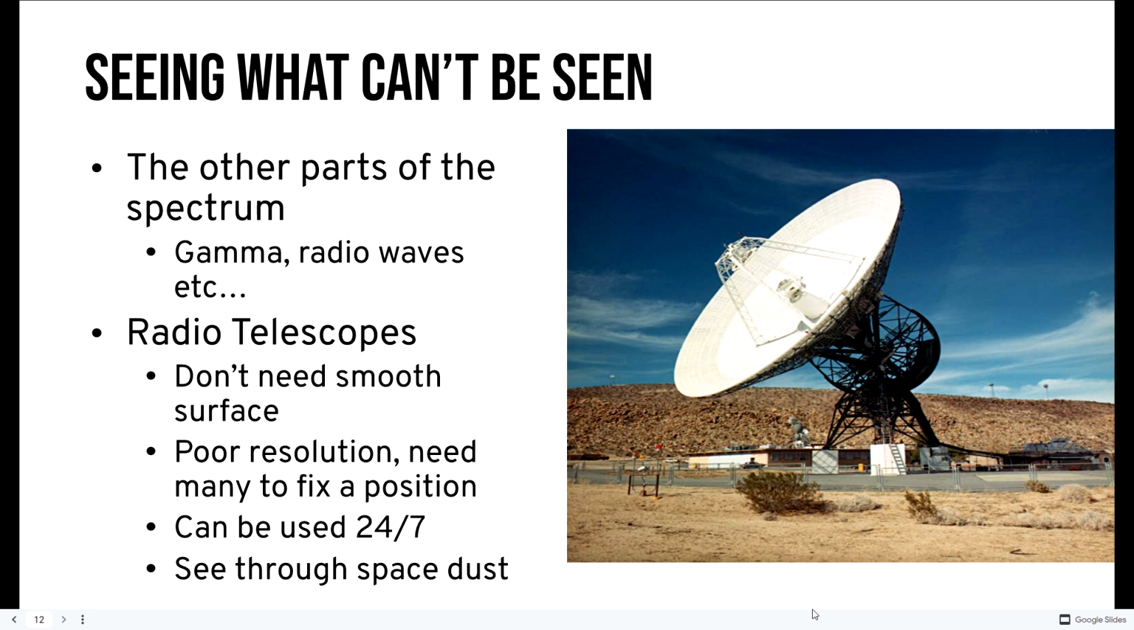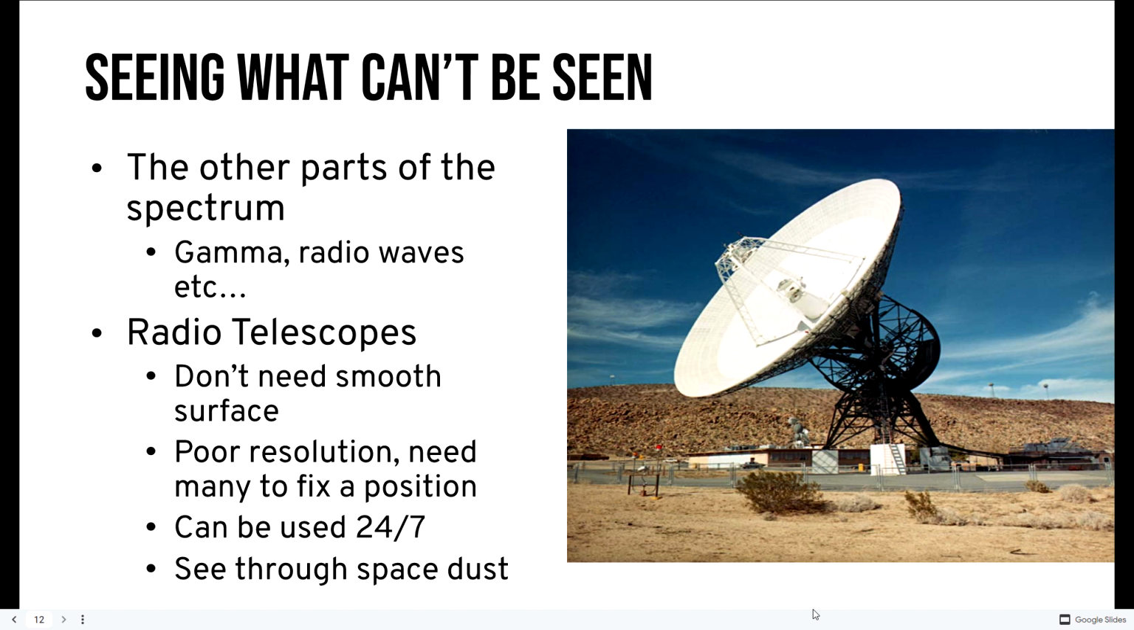Seeing what can't be seen. There are other types of telescopes that will see parts of the electromagnetic spectrum that we cannot see with the naked eye. One example is a radio telescope. It looks like a satellite dish, and it's built to gather gamma rays, radio waves, those kinds of things. Things we can't see with the naked eye. So it collects that data.